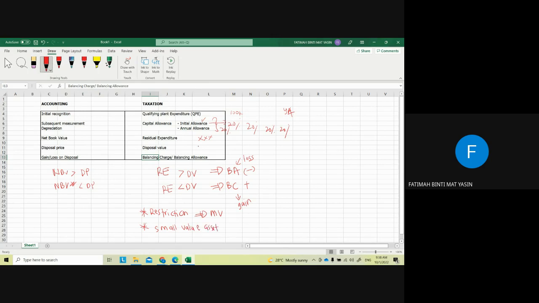What is the treatment for this small value asset? When the company acquires the small value asset, how the company can claim their capital allowance is a little bit different from what we have discussed here.